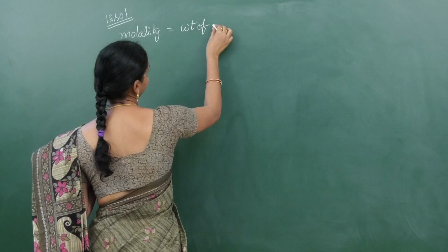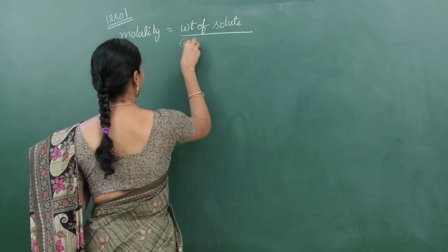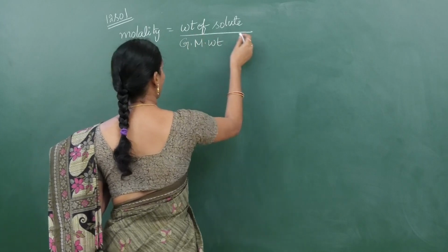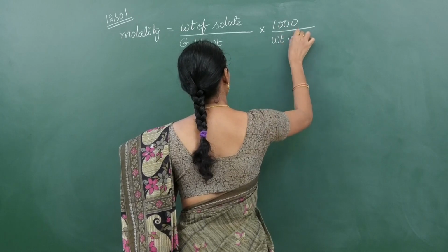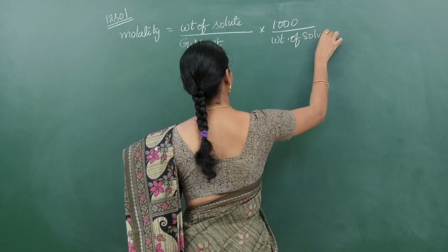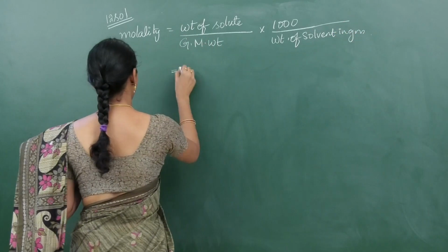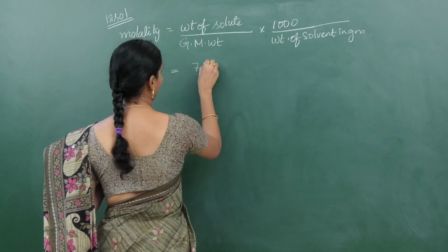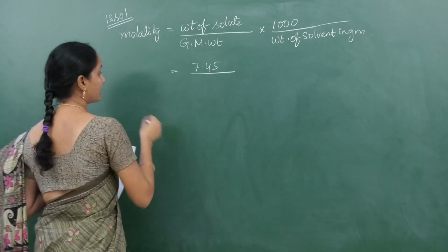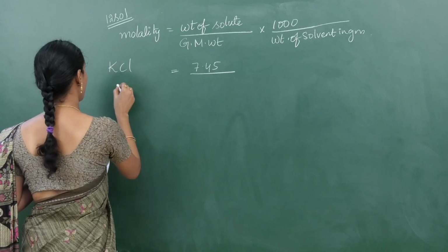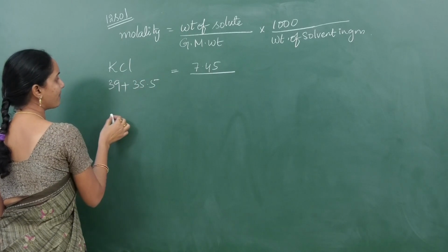weight of the solute by gram molecular weight into 1000 by weight of solvent in grams. So weight of the solute is given as 7.45 upon gram molecular weight of solute. What is the solute taken there? KCl, children. So potassium's weight is 39, chlorine's weight is 35.5.